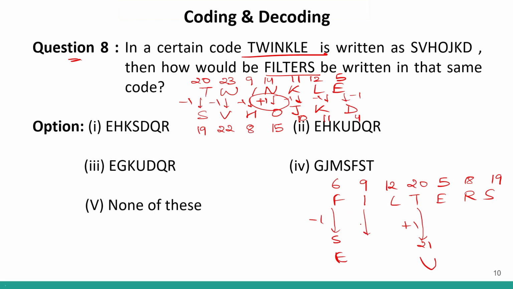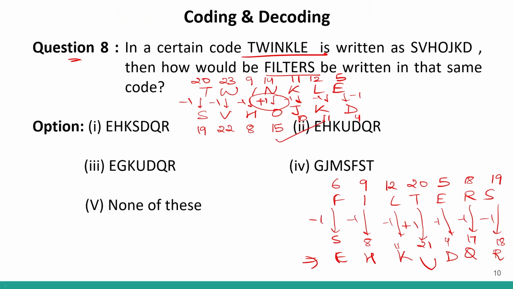Then over here, we will have -1 again, which is 8, which is H. Over here, -1 again, which is K, 11. Here also, we will have -1, which is 4, which is D. Here also, -1, 17, which is Q. And here also, we will go -1, which is 18, which is R. So the code will be EHKUDQR, and this is given in option number 2. So option number 2 will be the correct answer to this question.